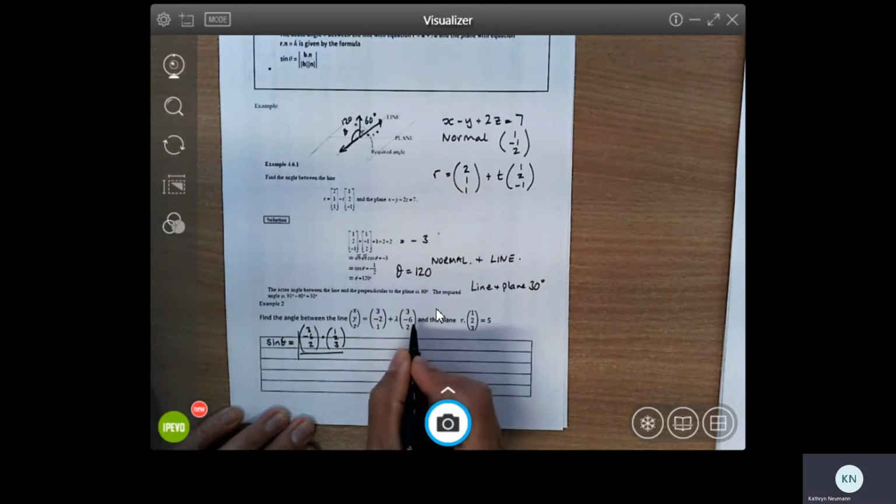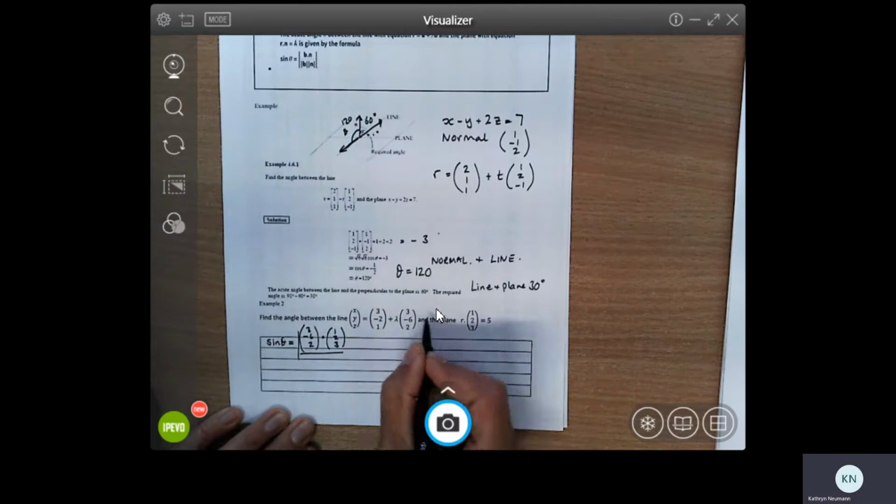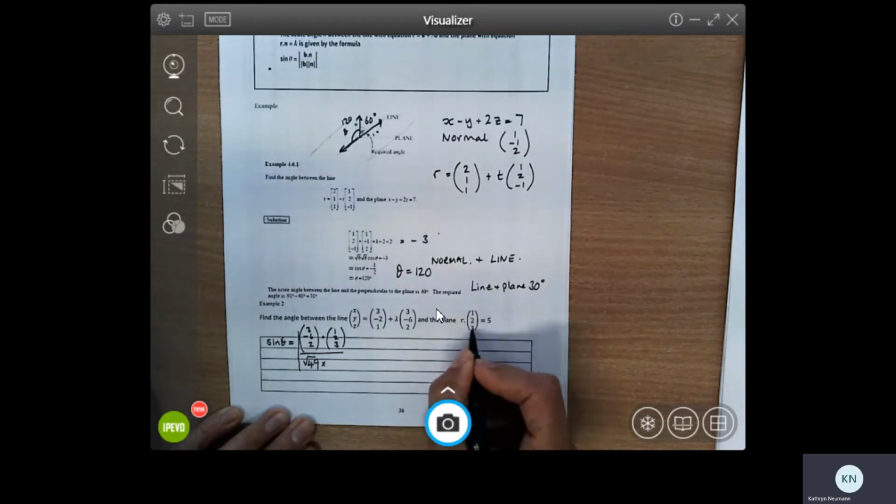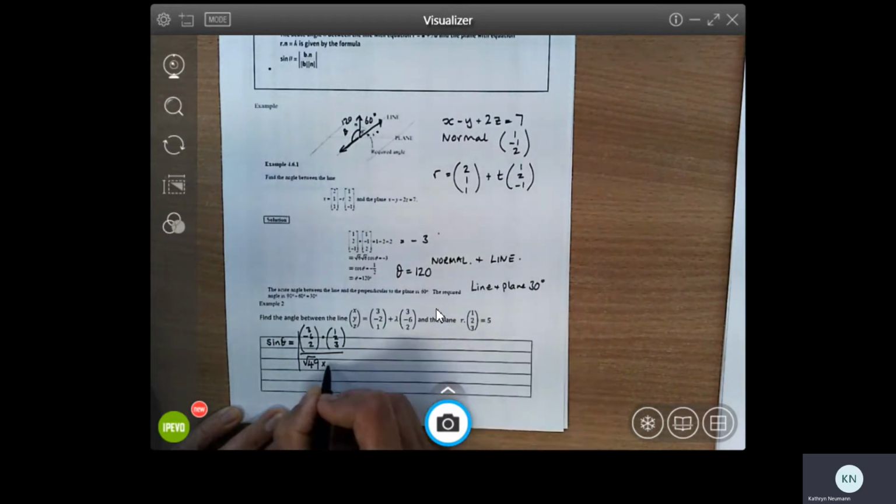the modulus of each of these. So what's the modulus of this? That's going to be 36, 40, 49, square rooted is 7. Let's write root 49 just to help. Multiplied by, the modulus of this is 1, 4, 9, root 14.